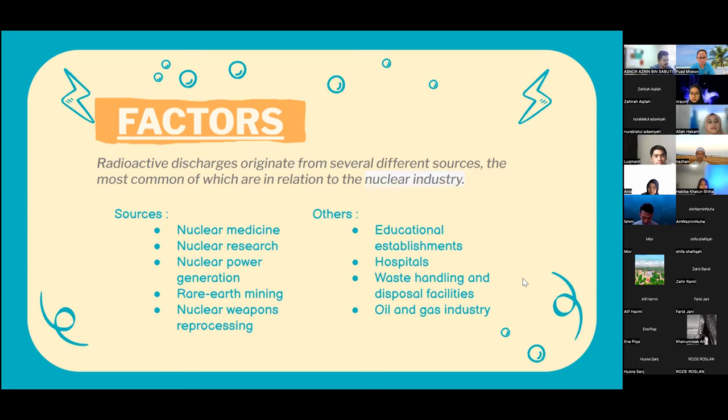Next, I will explain the factors of radioactive discharge. Radioactive discharge originates from several different sources, and the most common one is related to the nuclear industry. It is a result of many forms of activities, including nuclear medicine, nuclear research, nuclear power generation, rare earth mining, and also nuclear weapons reprocessing. Other factors are educational establishments, hospitals, waste handling and disposal facilities, and lastly, the oil and gas industry.